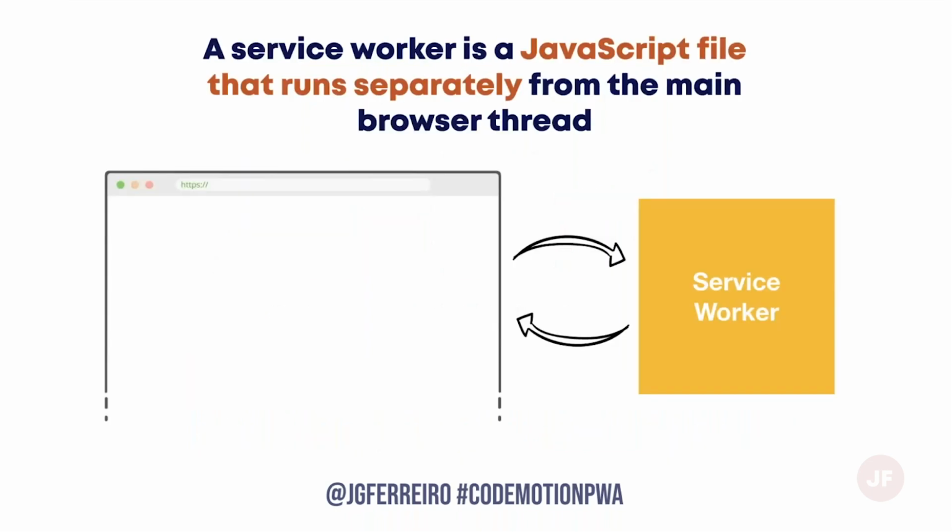Also, a service worker is simply a JavaScript file that runs separately from the main browser thread. This is really important because once you instantiate and generate that service worker, it will stay completely separate from the browser. And there's basically just a mechanism to communicate between the browser and the service worker.